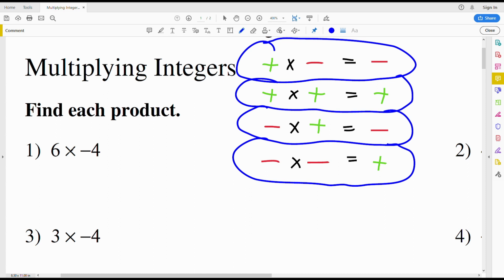In number 1, we have 6 times negative 4, a positive times a negative. That's going to result in a negative. 6 times 4 is 24, but 6 times negative 4, we know that's a negative, so this will be a negative 24. Once you figure out whether it's a positive or negative, you simply multiply the values like you normally would, remembering the sign of the result. So let's move on to number 2.